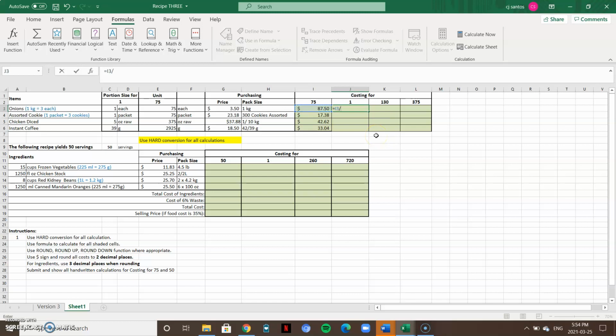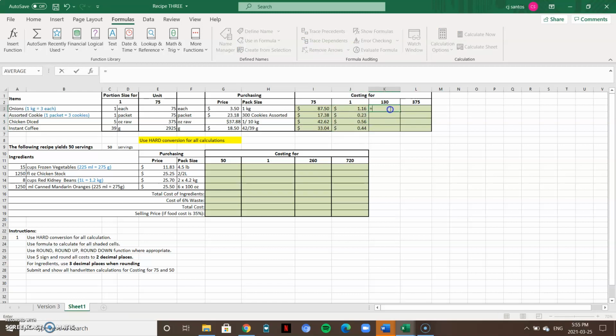So for costing for one, you would simply get the previous ingredients, so $87.50 divided by 75, and you would put F4, absolute cell referencing, equals this $1.17, and on my calculator it shows me $1.16. So what I would do, put this in brackets and put round down and put a comma 2 over here at the end, and that should give me the exact answer. We'll drag it all the way down over here and we'll fill it in.